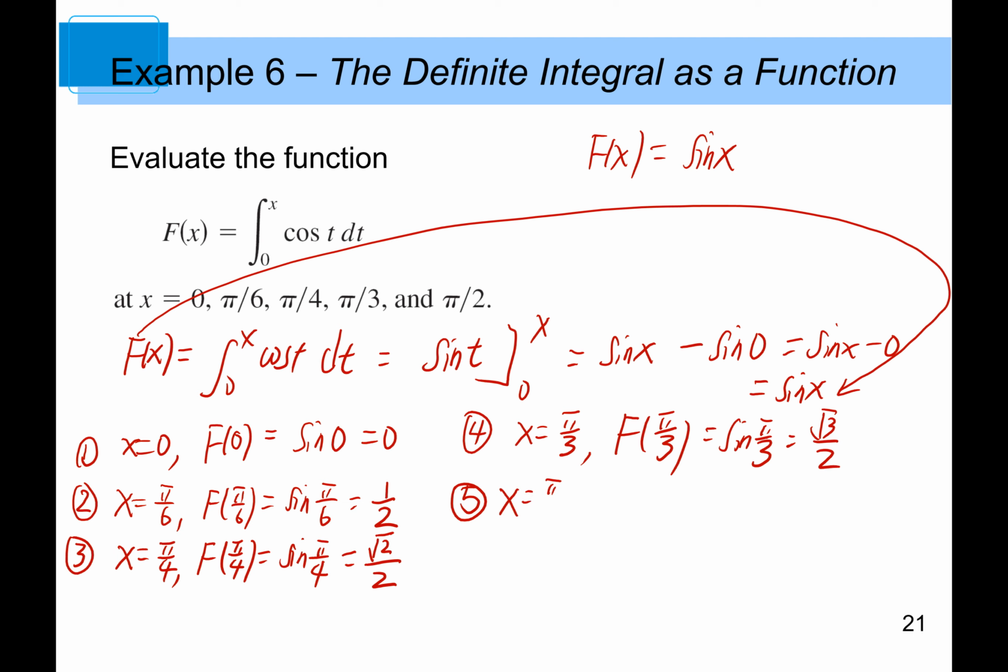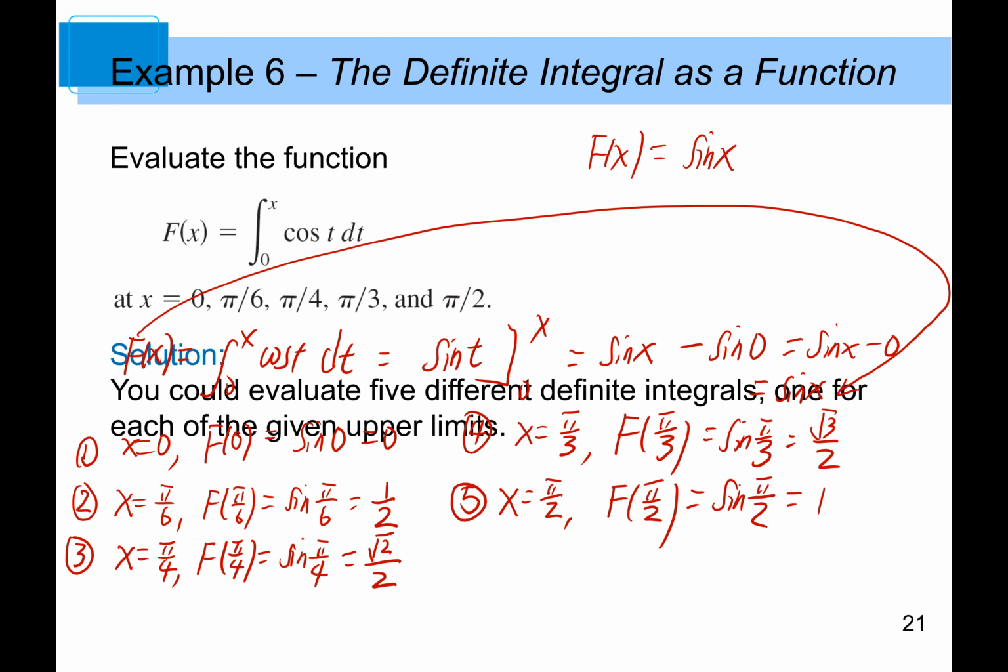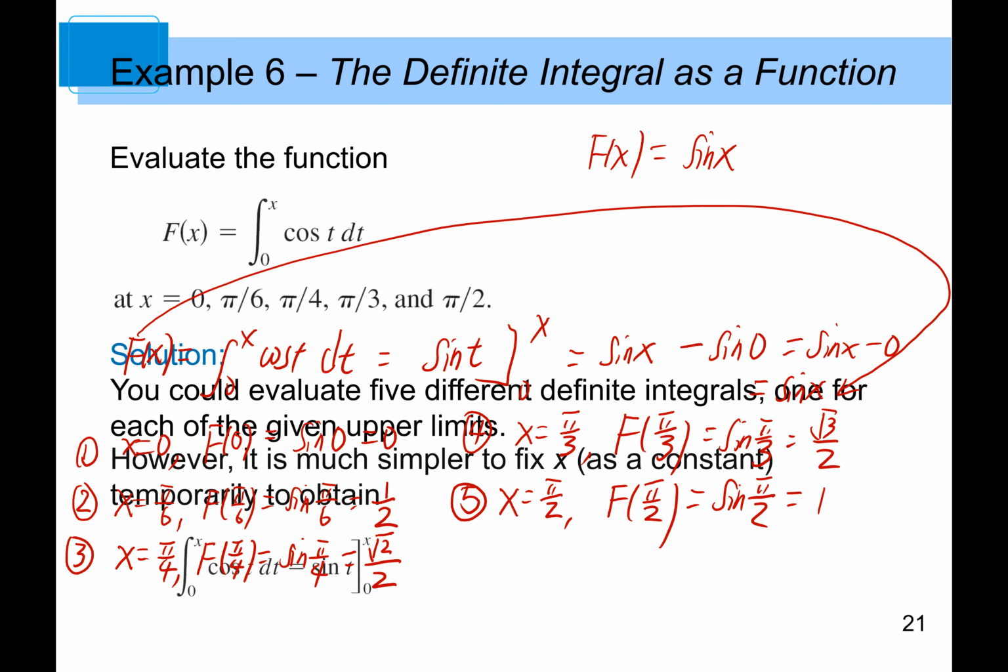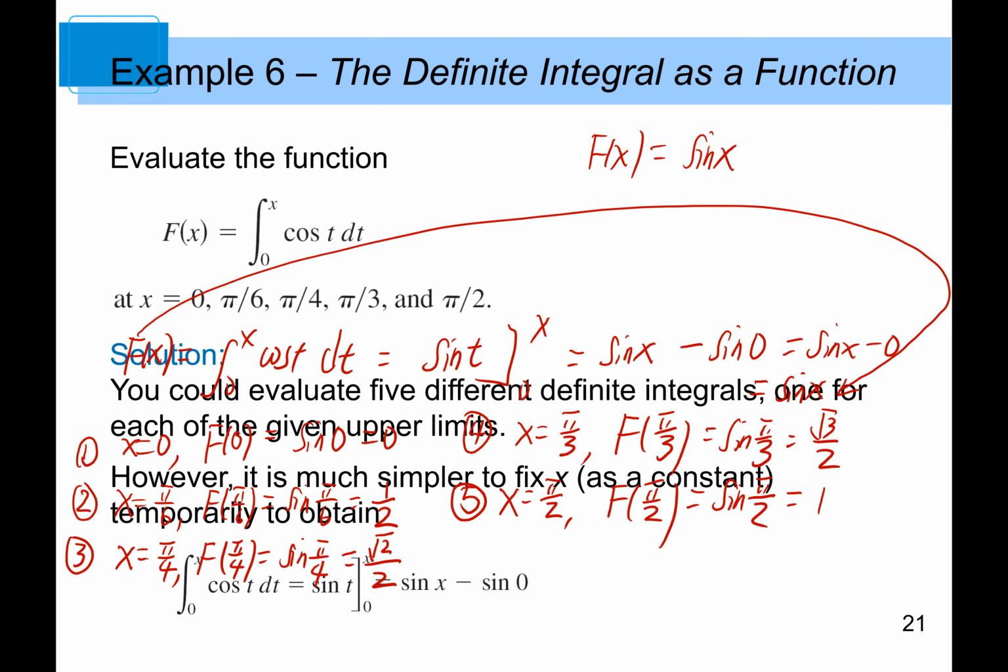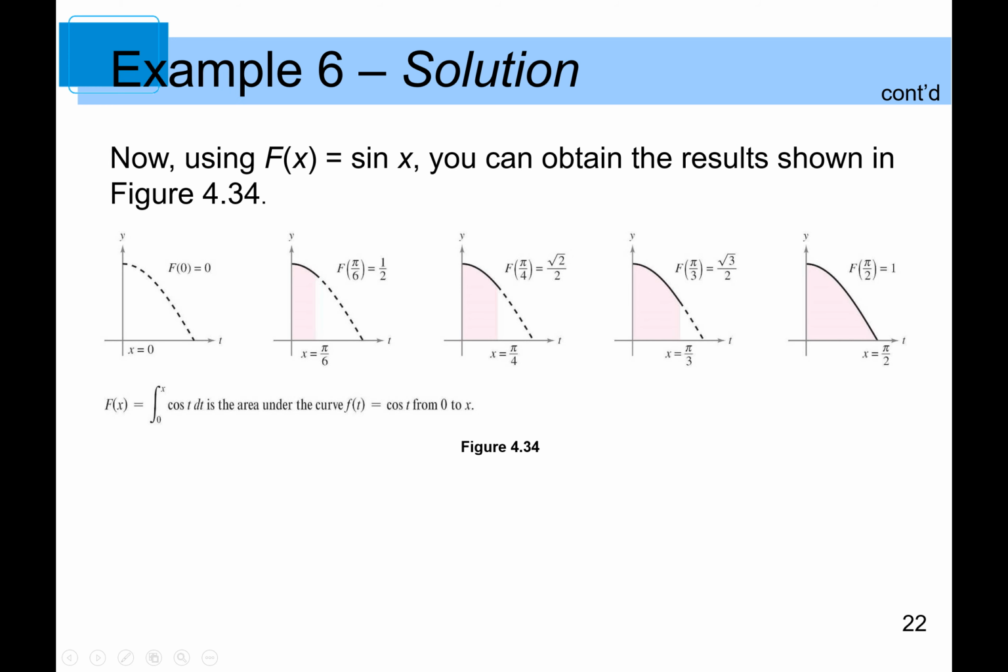x equals pi over 2, f of pi over 2 equals sine pi over 2. Sine pi over 2 equals sine 90 degrees, which is 1. Okay, so the next page is a summary of the area under the curve. As you can see, the second fundamental theorem of calculus also measures area. As a summary, this is how those areas are calculated.